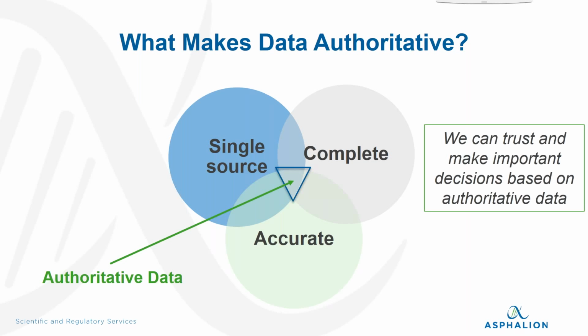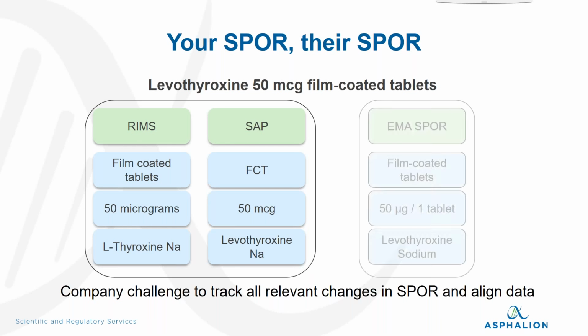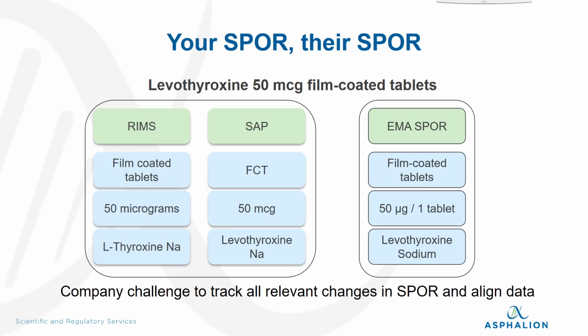Based on this authoritative data, we can make important decisions. And what is very important with regard to SPOR is that you might have internal systems, for example a regulatory information management system or an SAP system, with a certain term like film-coated tablet, 50 milligram, and a certain active substance. If you want to align this to EMA, you need to start mapping. You need to translate your film-coated tablet from your manufacturing or RIM system to the term from EMA. You can do this for the strengths, the dosage form and the active substance.